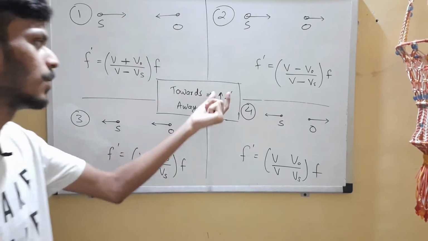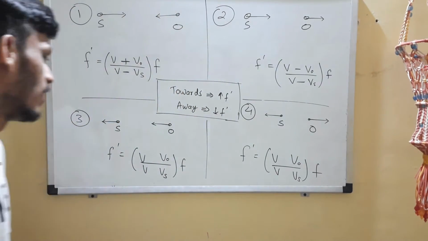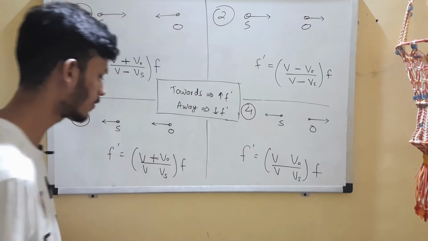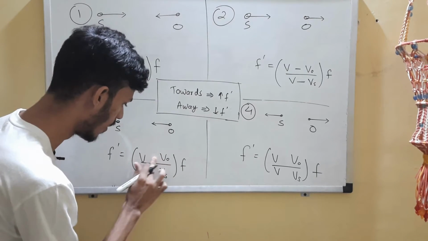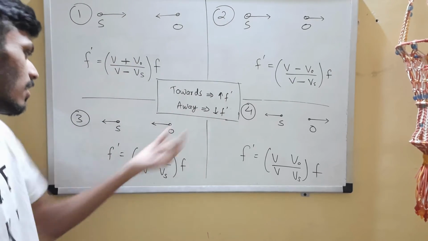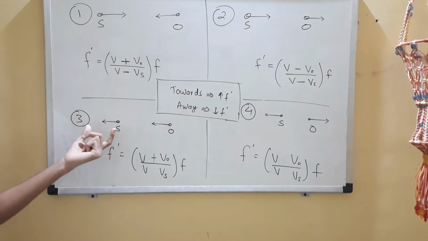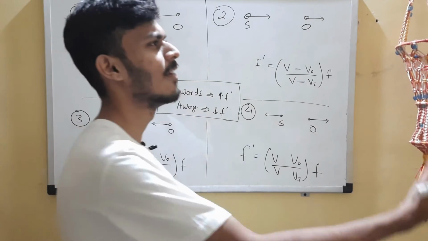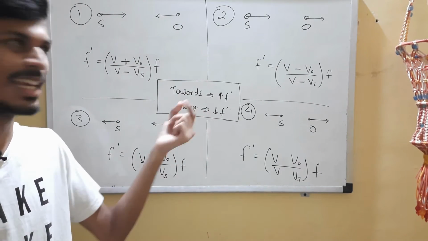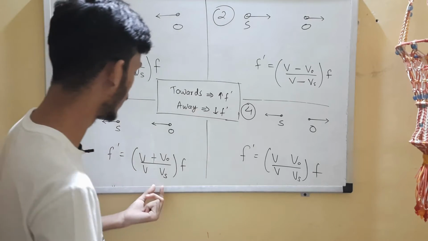So it is trying to increase the apparent frequency. So here we'll increase the numerator, right? Observer velocity, v plus vo. Increase the numerator, increase the apparent frequency. It's moving towards. And the source, if you see, it's moving away. It's trying to decrease the apparent frequency, right? Source is trying to decrease the apparent frequency.